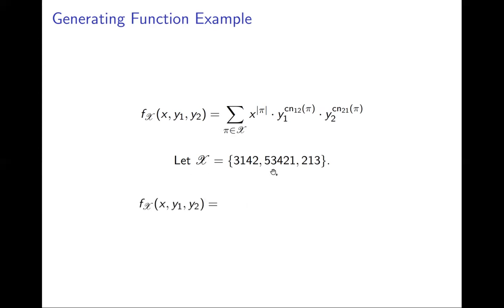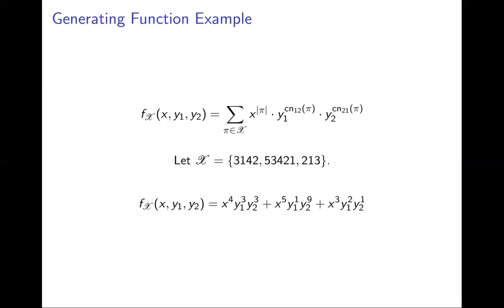To find f, we look at each of these permutations individually. So for the first permutation, its length is 4, 1, 2 is contained 3 times, and 2, 1 is contained 3 times. For the second permutation, its length is 5, 1, 2 is contained once, and 2, 1 is contained 9 times. And then for the third permutation, its length is 3, 1, 2 is contained twice, and 2, 1 is contained 1 time.